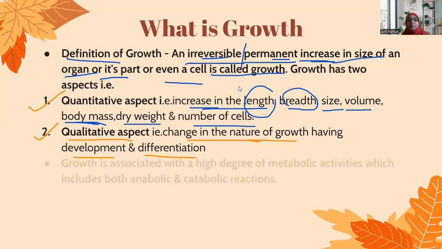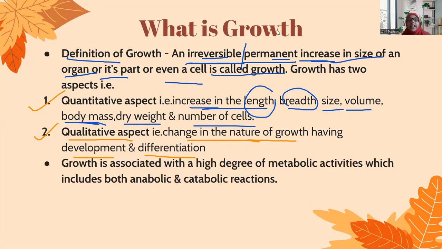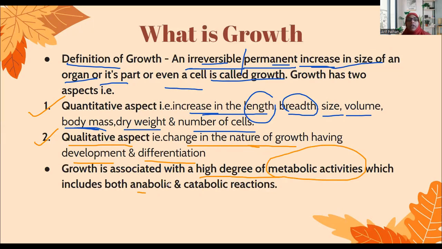Okay. So growth is associated with a high degree of metabolic activities which involve both anabolism and catabolism. Time and again we have been discussing these terminologies. That is, complex substances are made in anabolism, and breakdown of the complex substances into simpler molecules is catabolism. One example of anabolism is photosynthesis.